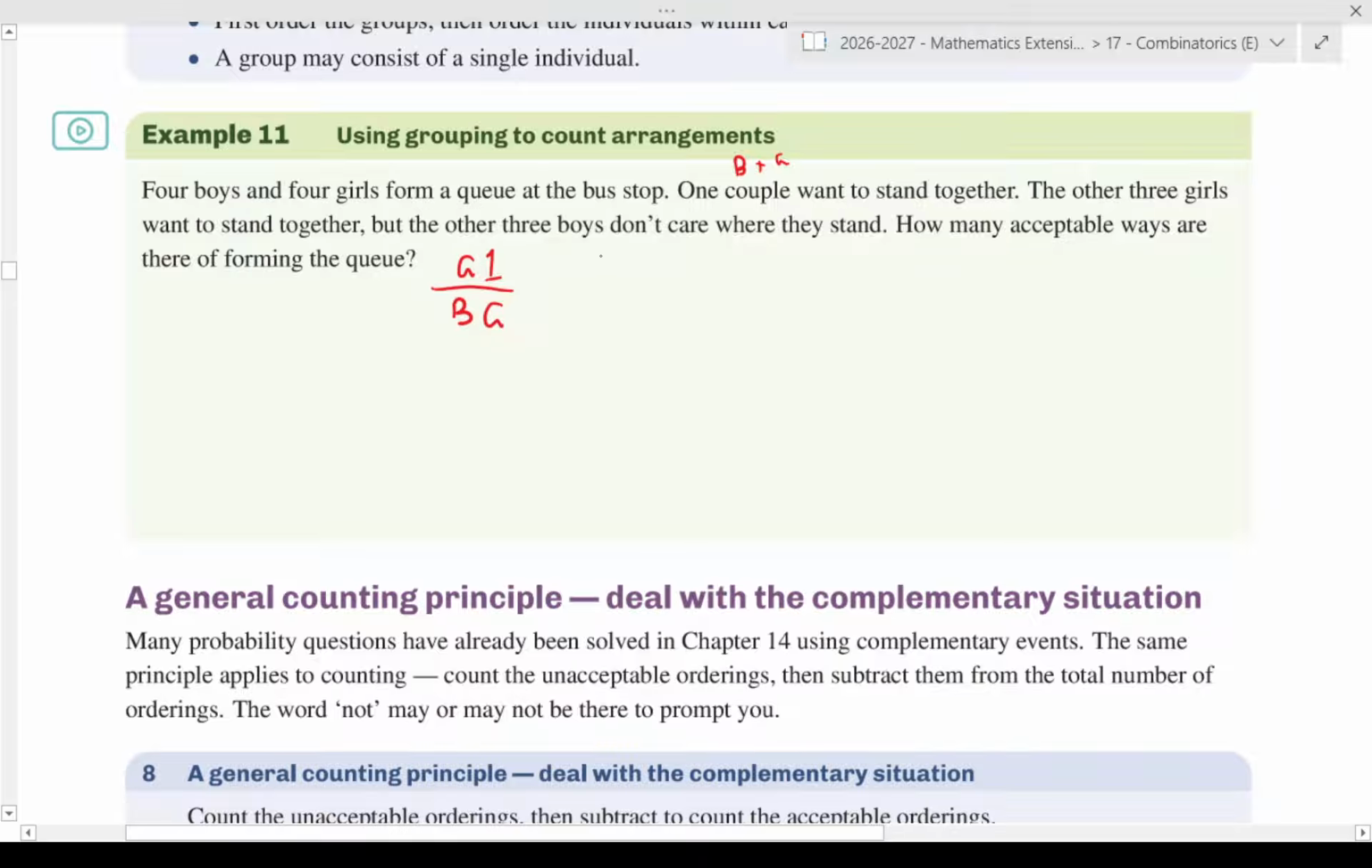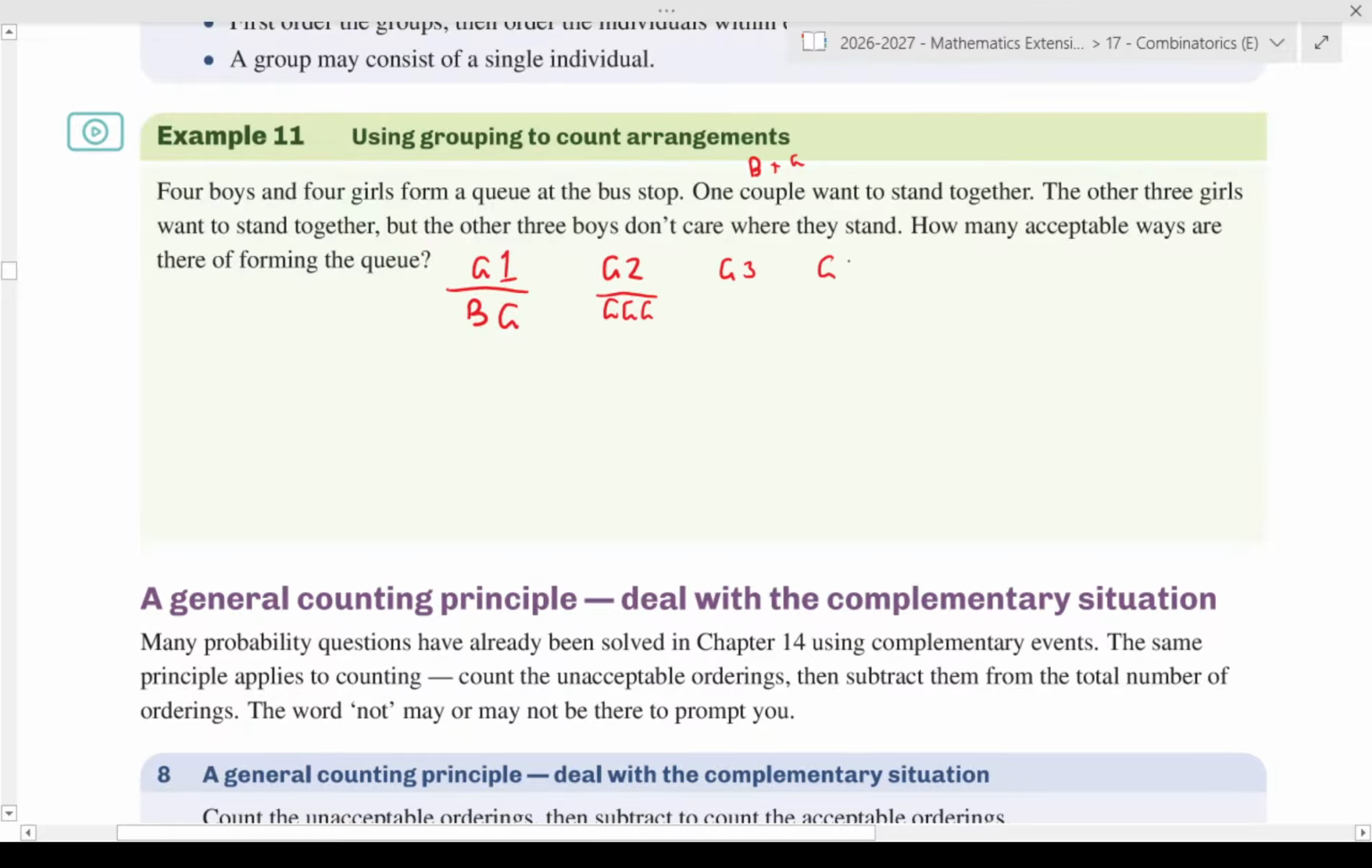Then the next group, group 2, would be the 3 girls. Cool, so that's now sorted. Then there's the 3 boys, but they don't care where they stand. So they are actually group 3, group 4, and group 5, each a single boy. The reason we keep them separate is because they don't have to all be together. They are individuals that don't care where they stand. So we have 5 groups.